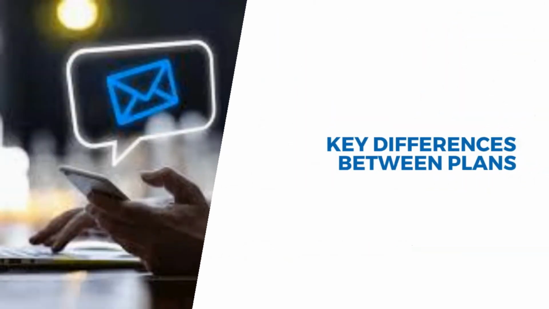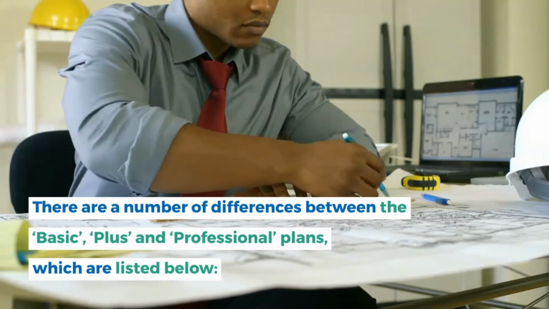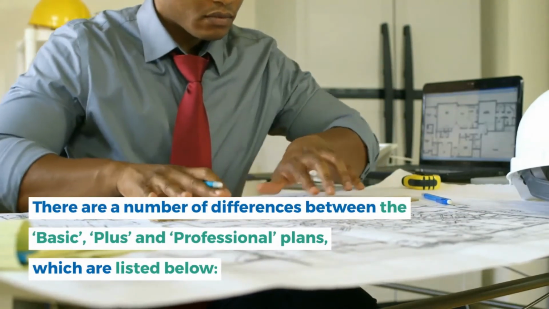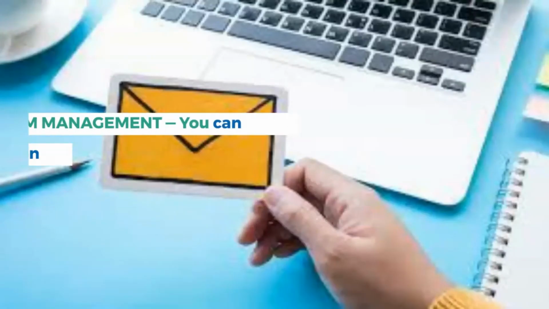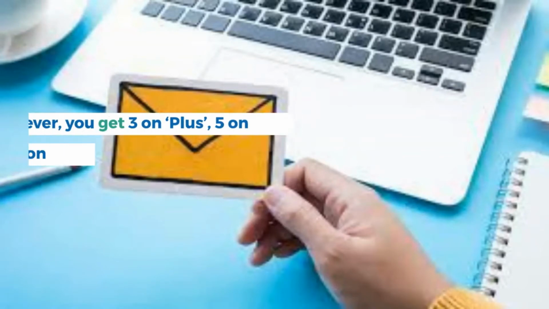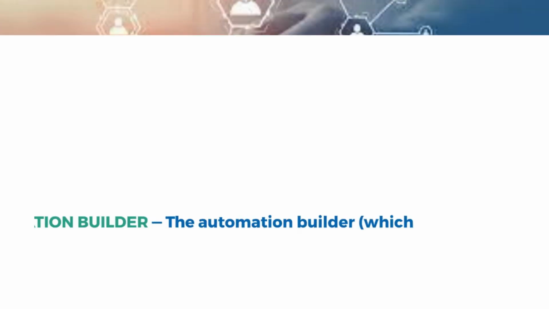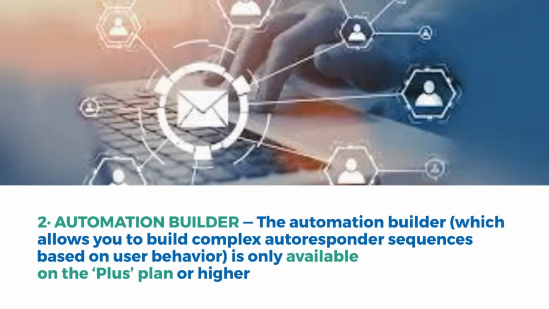Key differences between plans. There are a number of differences between the Basic, Plus, and Professional plans, which are listed below. 1. Team management. You can only have one user account on the Basic plan. However, you get 3 on Plus, 5 on Professional, and 10 on Enterprise plan. 2. Automation Builder. The Automation Builder, which allows you to build complex autoresponder sequences based on user behavior, is only available on the Plus plan or higher.